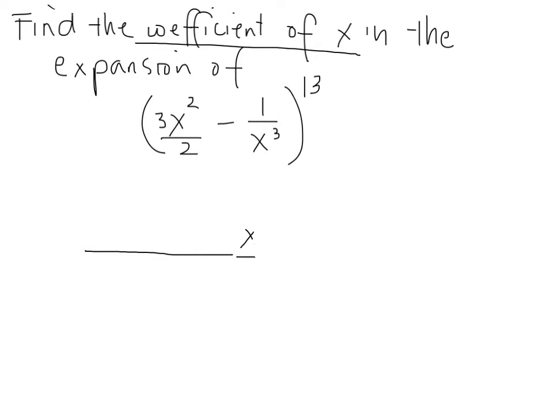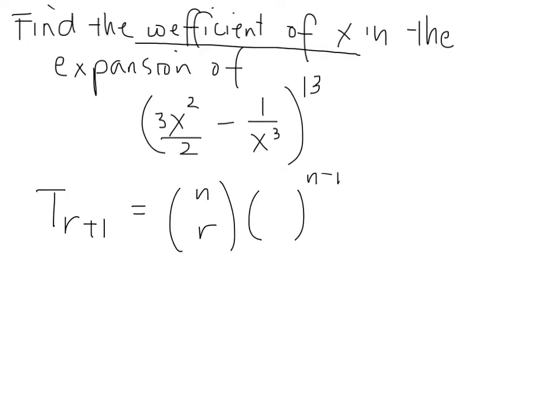One way to do that is by using the formula for finding a specific term. So we will start with t sub r plus 1. We don't know which term it is, so we have r plus 1. The formula is n choose r, first term raised to n minus r, second term raised to r. It's easier for me to always leave it as blanks rather than a, b. Sometimes the more letters you have, the more confusing it becomes. So we know the first term goes here, the second term goes here.